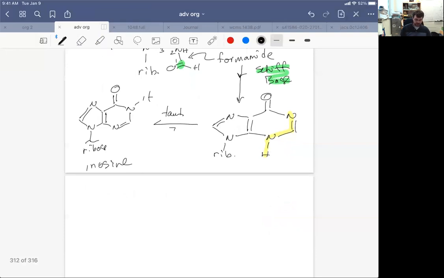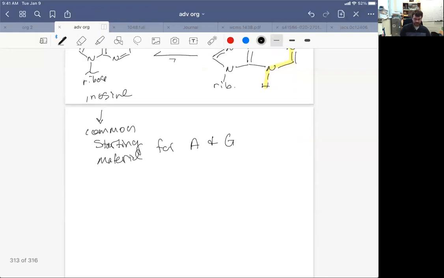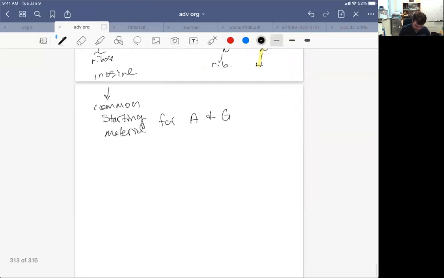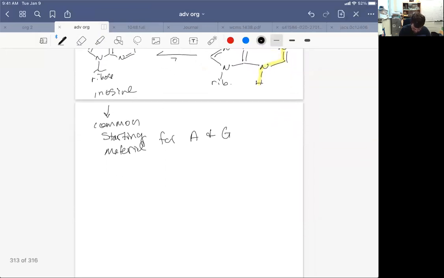So what we can do with inosine, and again, this is our common starting material for A and G, is we can take this under two pathways. So, a divergent pathway. Maybe I'll try to get ambitious and show both of them.